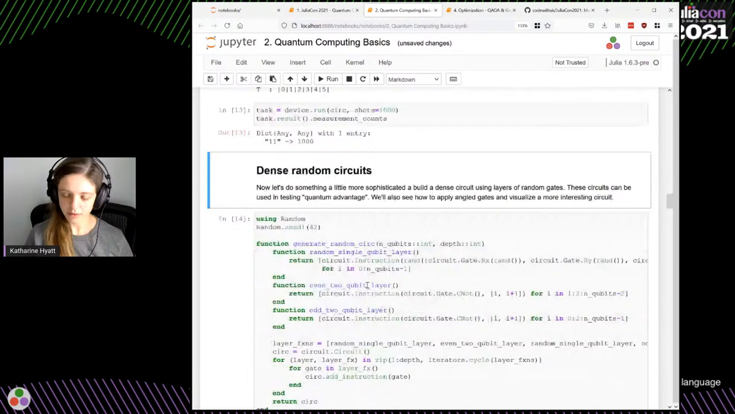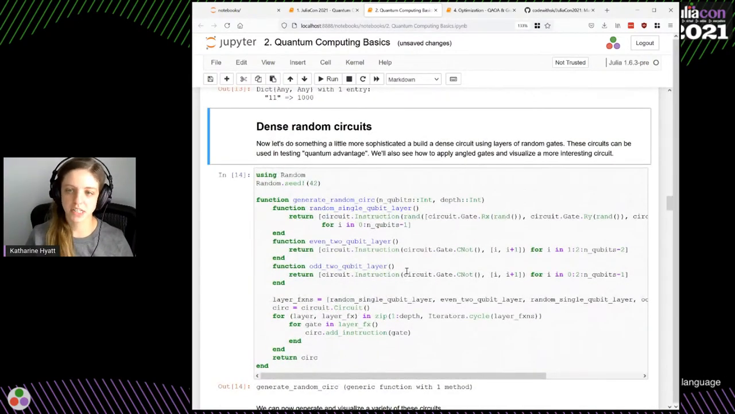And then our last item in this section is going to be talking about dense random circuits. So the circuits we examined so far are really simple, and they're also all on a very small number of qubits. So now we're going to go in a completely different direction and look at circuits which are on many qubits and have a lot of gates.